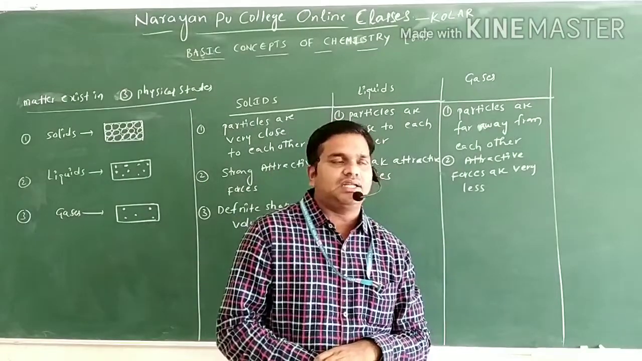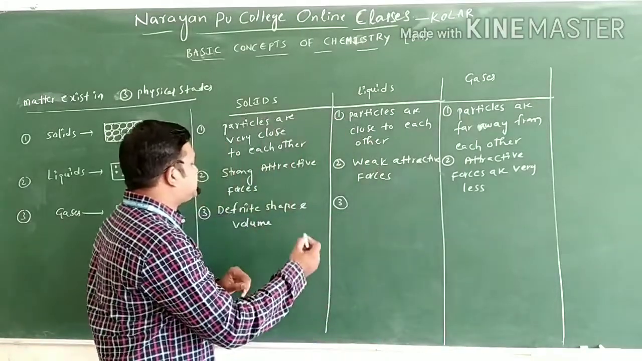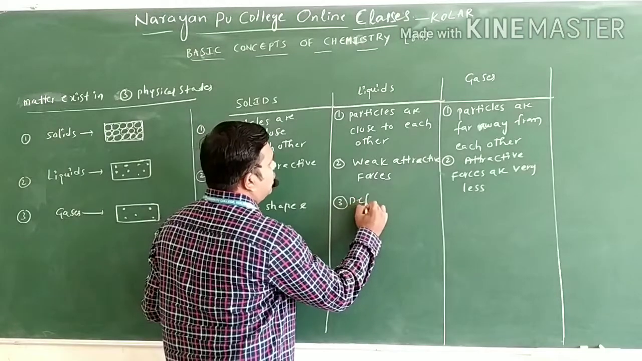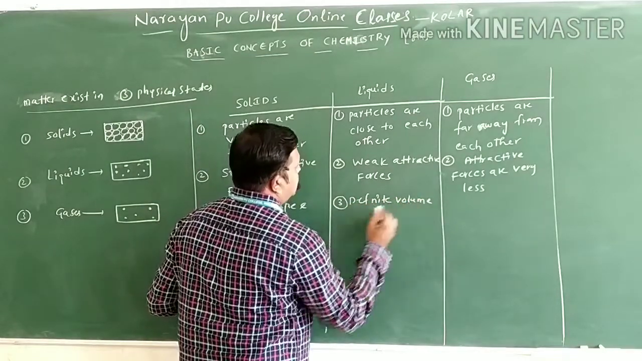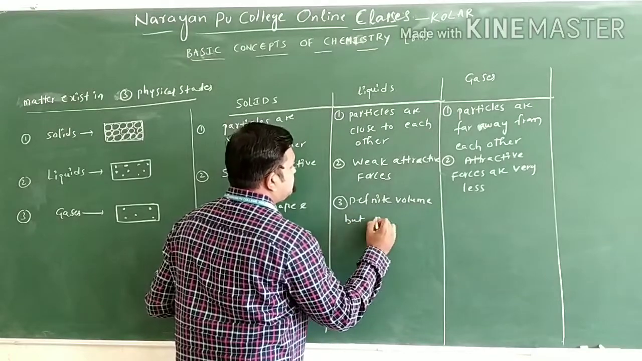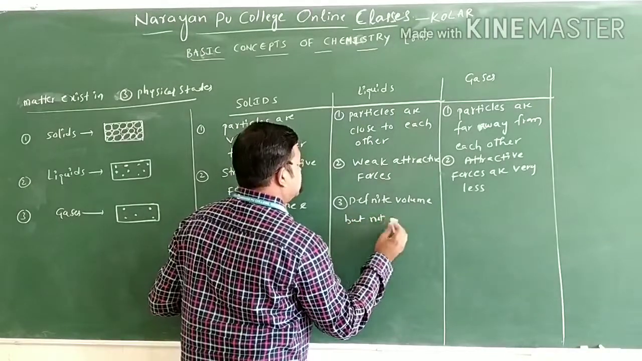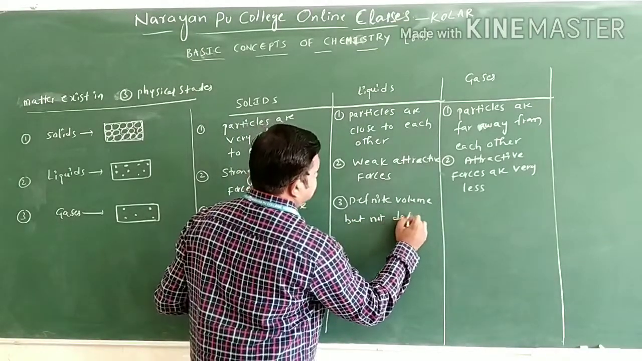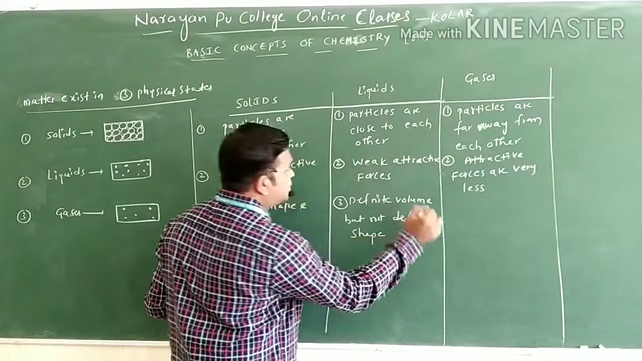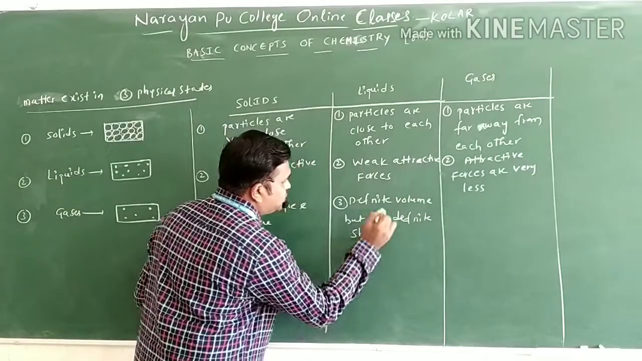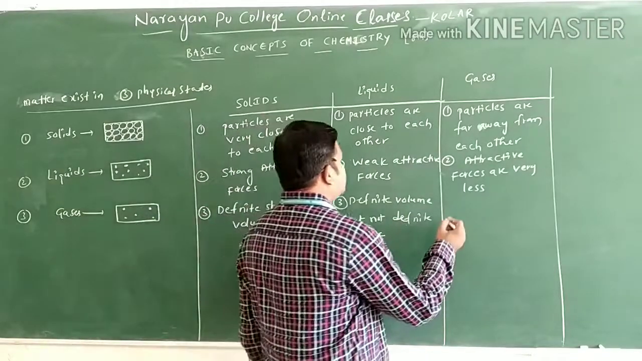Why? If you pour the liquid in one glass or one bottle, it will take the shape of the container. So solids have definite shape and volume. What about liquids here? Liquids have definite volume but not a definite shape. Why? You will get the shape of the container.